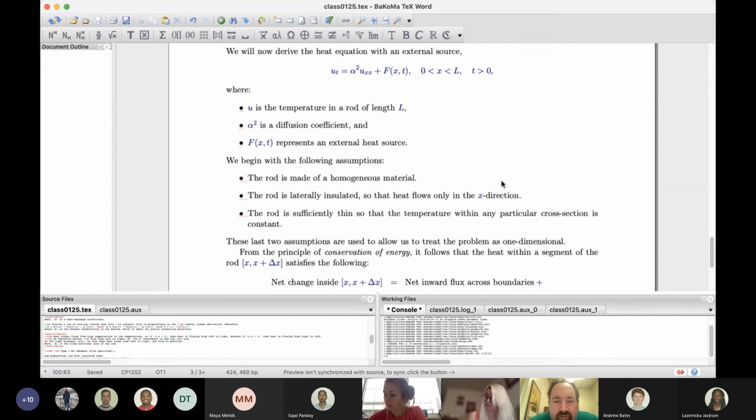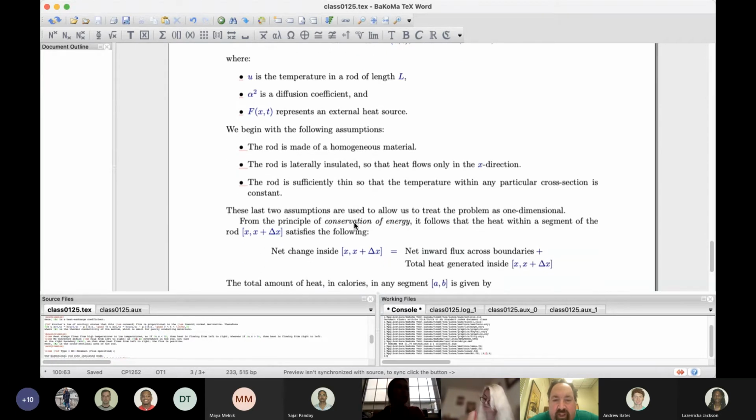But I'll talk about the multidimensional case afterwards. So what we're doing is focusing on some arbitrary segment of a rod, starting from x and going up to x plus delta x, and we're just applying conservation of energy.